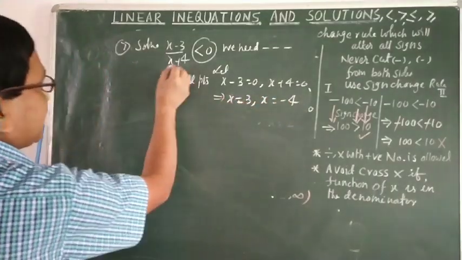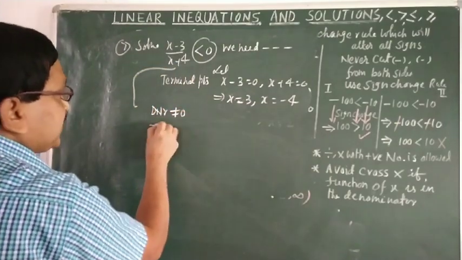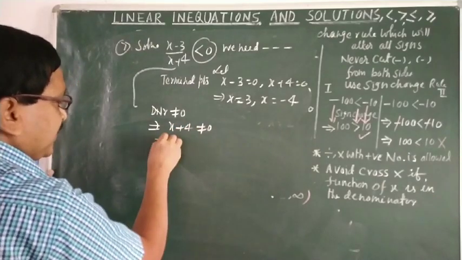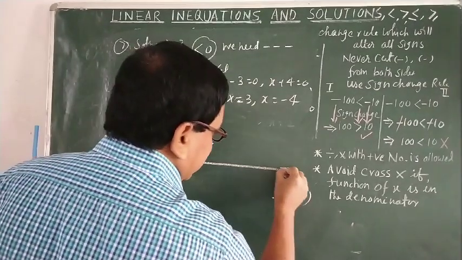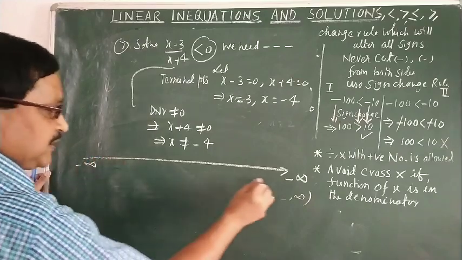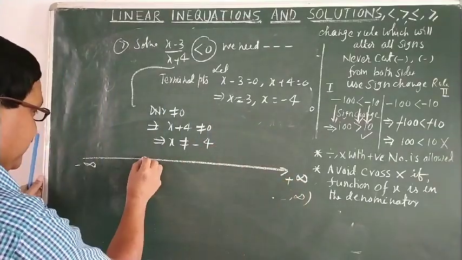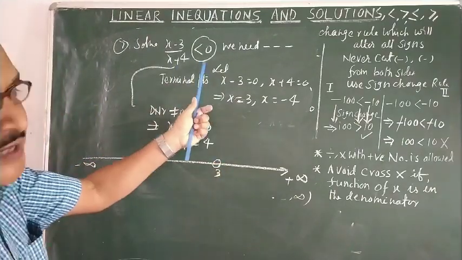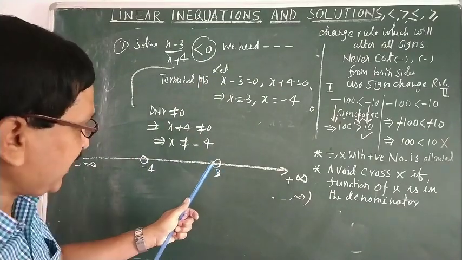And one more restriction: the denominator is not 0. So this gives x plus 4 not equal to 0, so x is not equal to -4. Now the number line: -infinity to +infinity. The two critical points are -4 and 3. The sign of equality is not here, so these 2 points are not to be taken. Blank है ये दोनों blank.